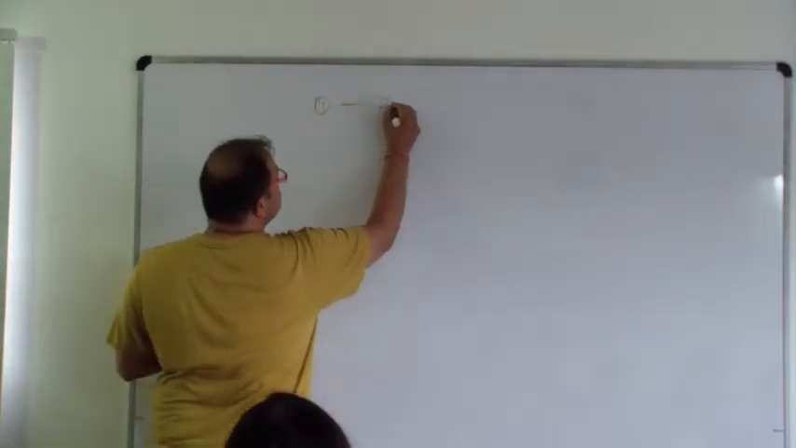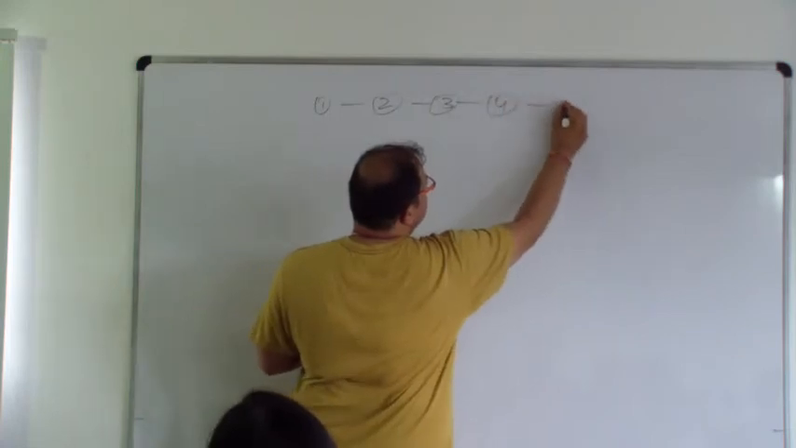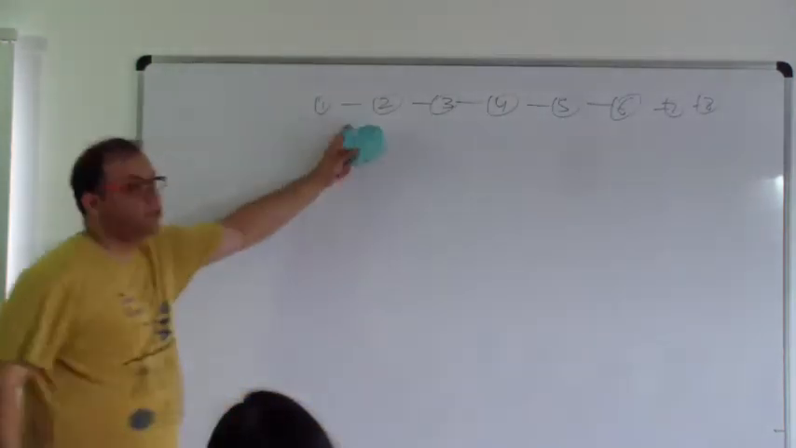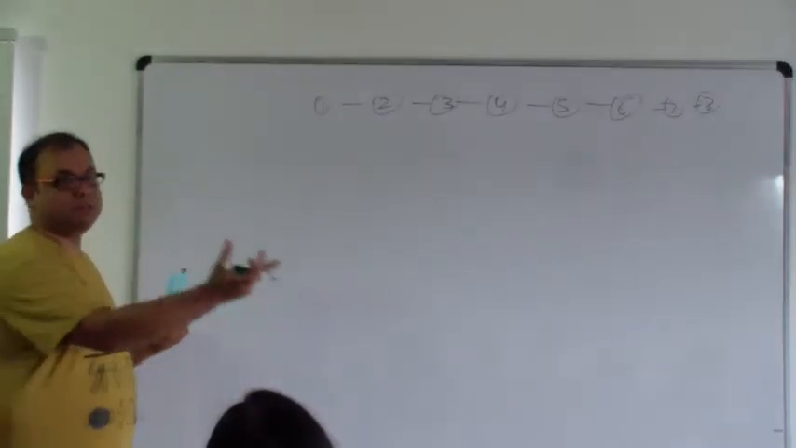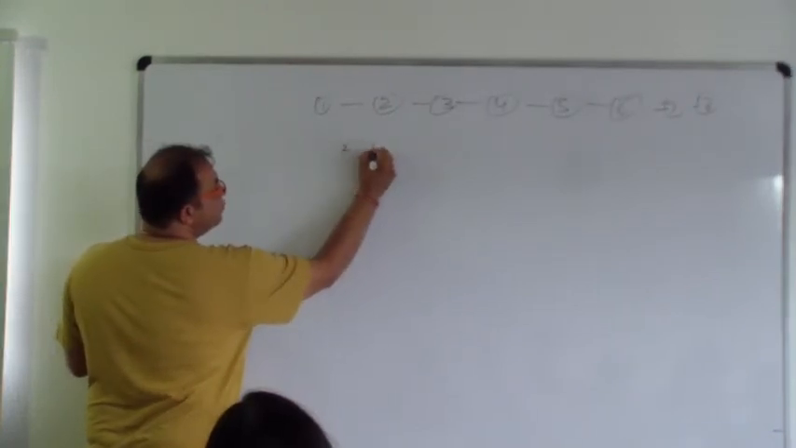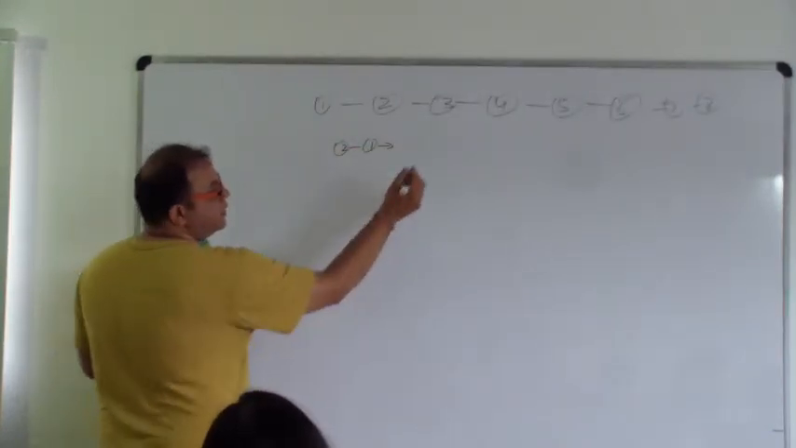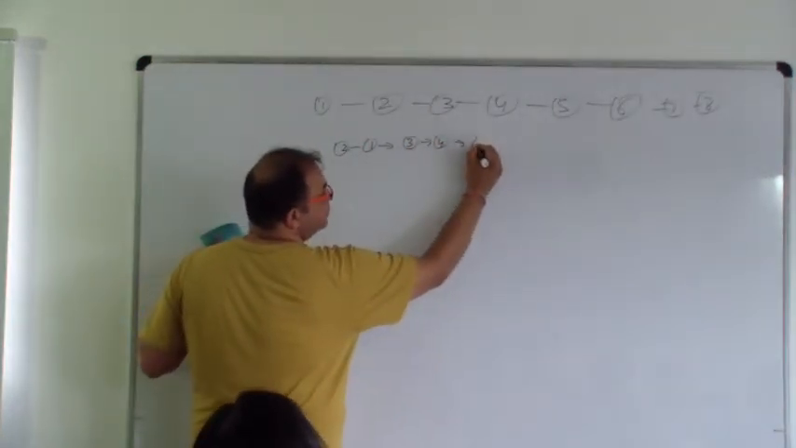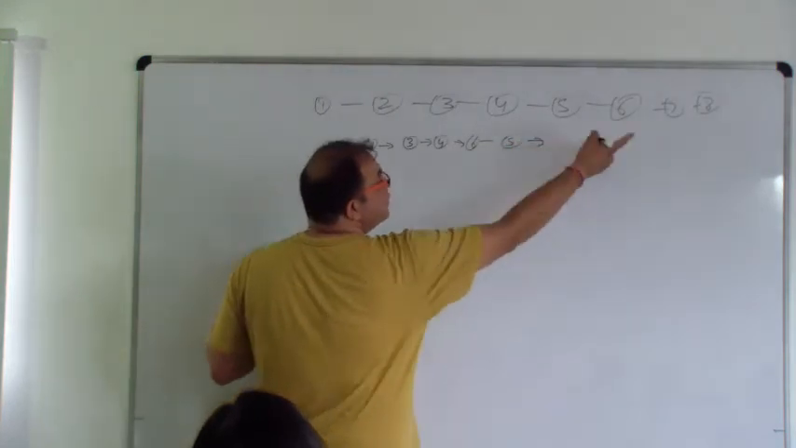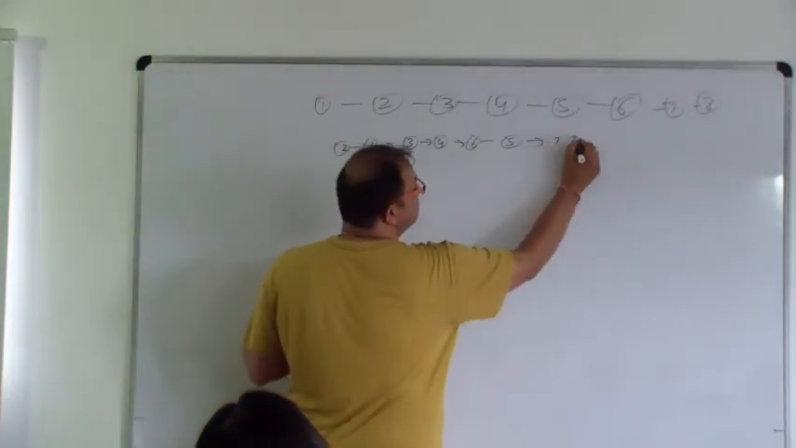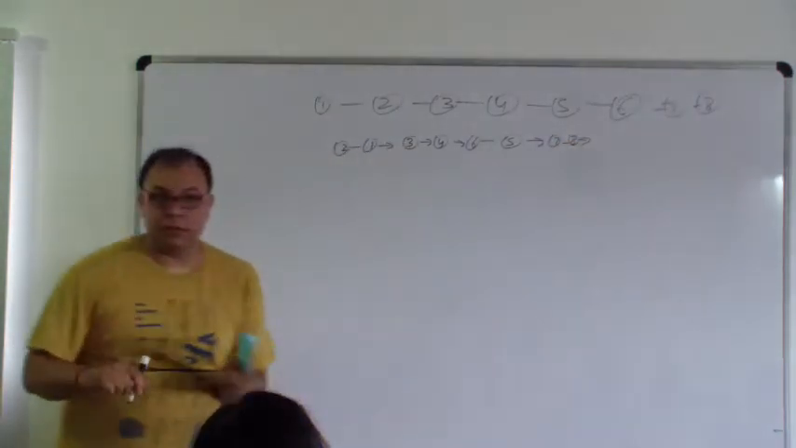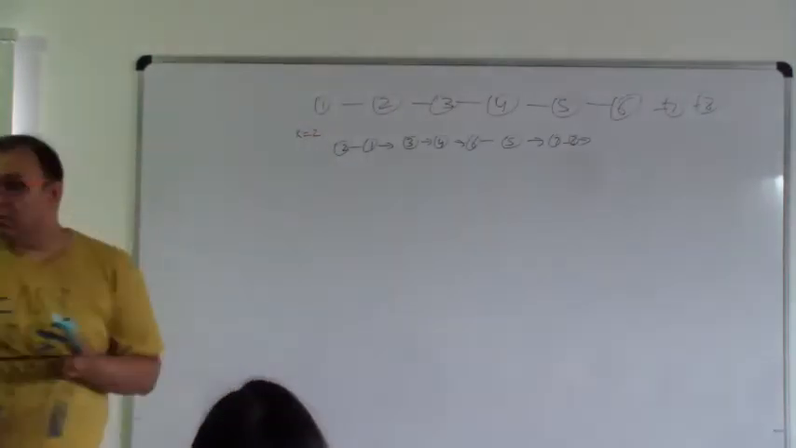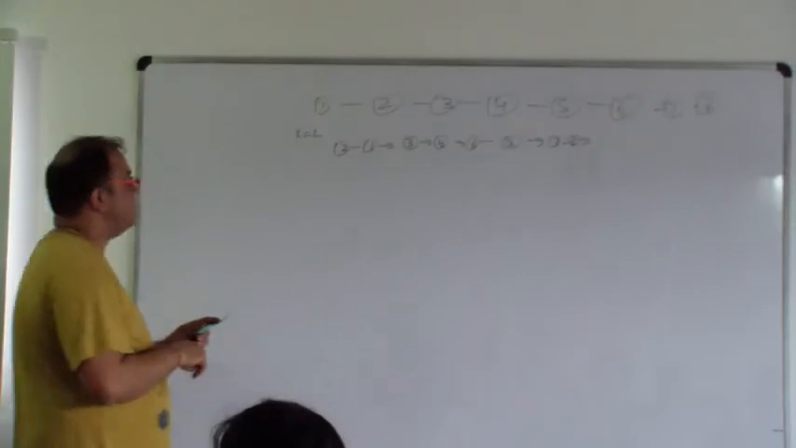So 1, 2, 3, 4, 5, 6, 7, 8. Okay. So we have to reverse every 2 elements. So 1 and 2 would become 2 and 1, and then 3 and 4 will not be reversed. Then 5 and 6 will be reversed, so it becomes 6 and 5. 7 and 8 will not be reversed, so it becomes 7 and 8. So k value is 2, right? K is 2. Every time put it in a stack, then take it out.